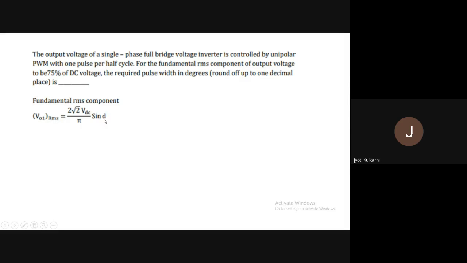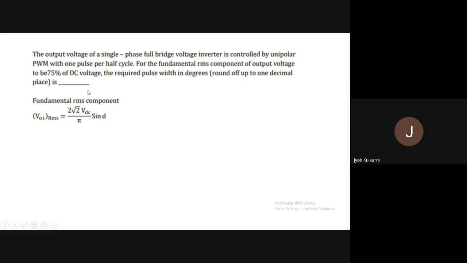Now D is the half of the pulse width, because 2 into D is the pulse width. So sine of D, D will be half of the pulse width. Okay, this is the formula. This is the RMS value of the fundamental component, which we are supposed to calculate with this equation. But then the second half sentence has given you what? The fundamental RMS component of the output voltage is 75% of DC voltage.